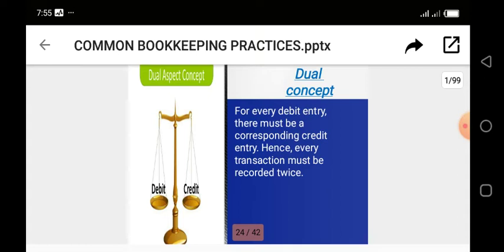So these are the principles or the laws that guide the accounting or bookkeeping profession. They are called accounting conventions. They are the policies or rules that guide the practice.